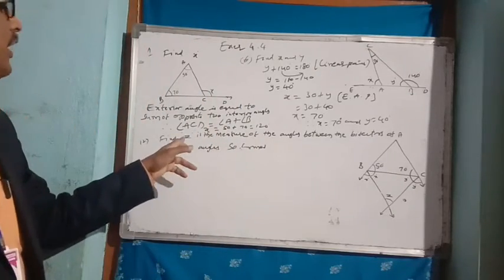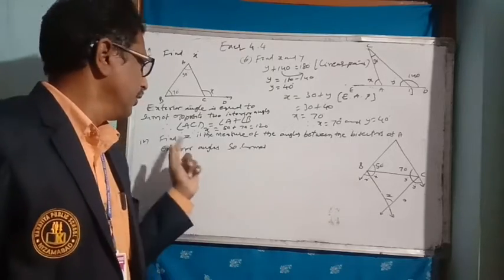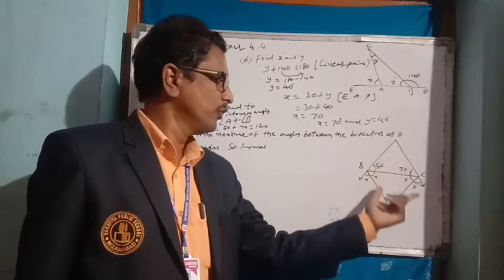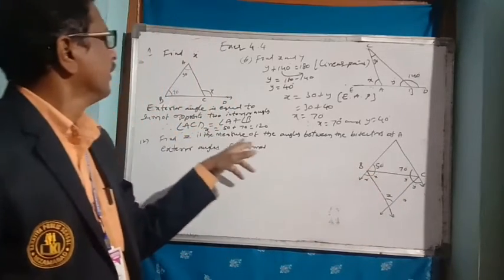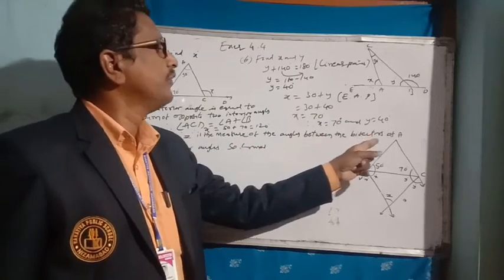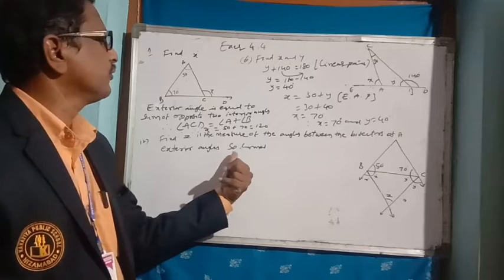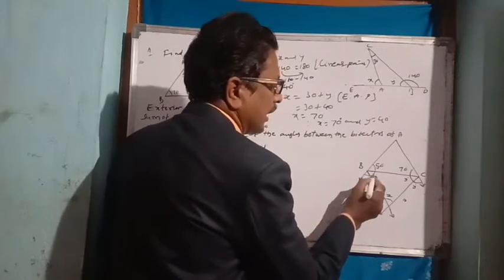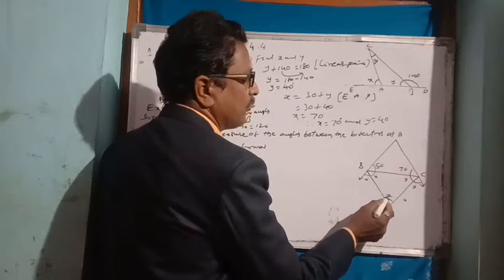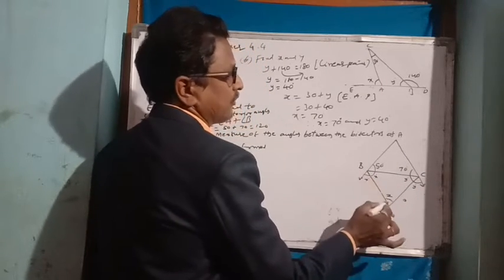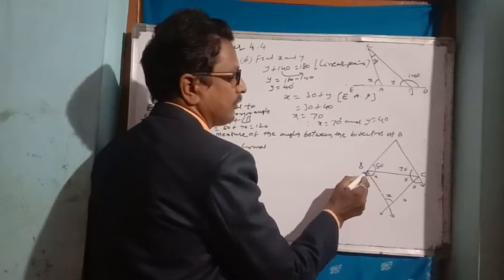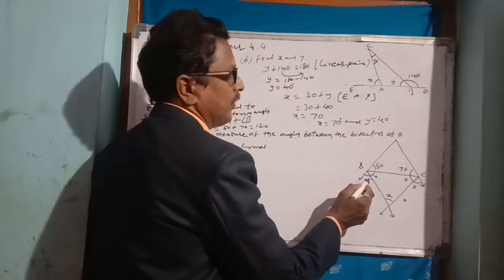Next, to find Z in this figure. Find Z. ABC is a triangle. AB and AC, the two sides, are produced. Then find Z, the measure of the angle between the bisectors of the exterior angles. So an exterior angle is formed here. This is an exterior angle, this is an exterior angle. So how is Z formed? By the bisectors of the exterior angles. This is the exterior angle. This is the bisector, meaning these two angles are equal.